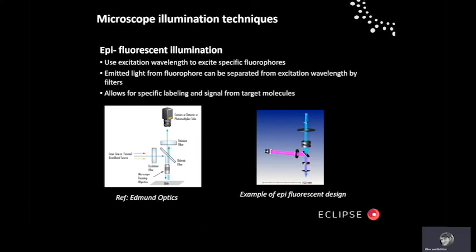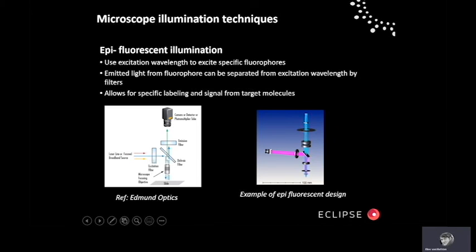And a third way to do this is to use fluorescence. A fluorophore can be excited by one wavelength and then emit another wavelength. So you can see it here. From the left, you have an excitation source, which is reflected down through the microscope objective onto your specimen. The specimen will then emit fluorescent light.